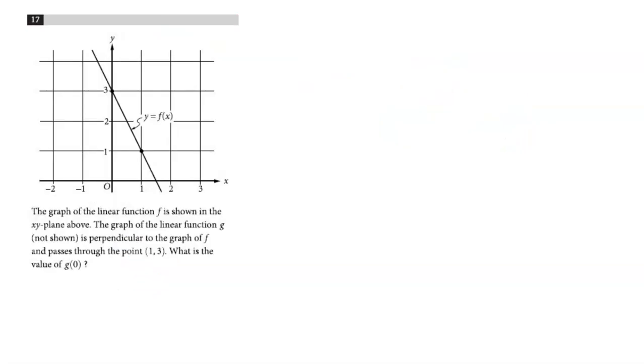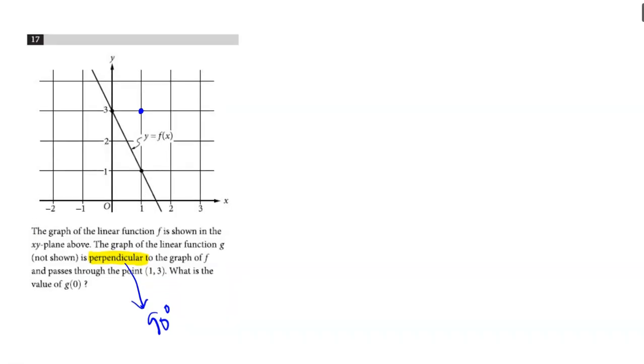The graph of the linear function f is shown in the xy plane above. The graph of g, which is not shown, is perpendicular. So there's our first clue. It's perpendicular, which, remember what perpendicular means back in geometry class. That means that it's 90 degrees to f, and passes through the point 1, 3. So we need to be perpendicular to f, and we need to go through the point 1, 3. So the point 1, 3 is right there. Now, to be perpendicular to f, let's kind of figure this out. Well, first of all, we need to find the slope of f.